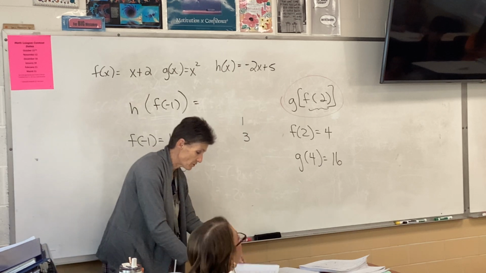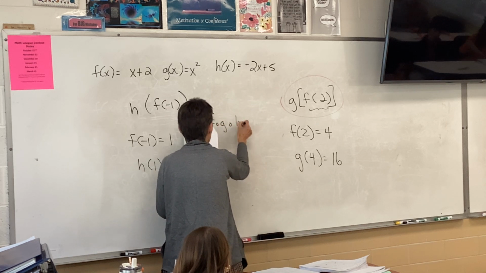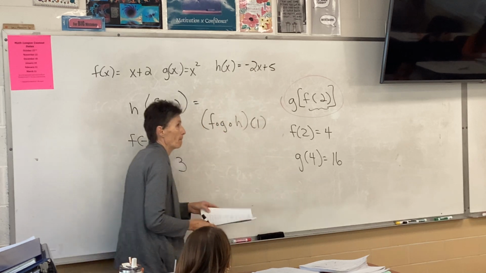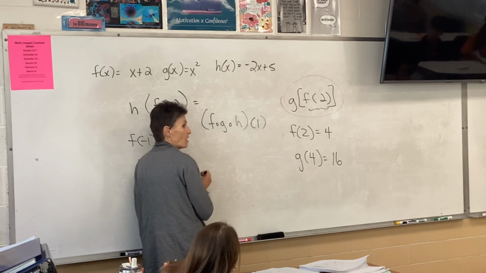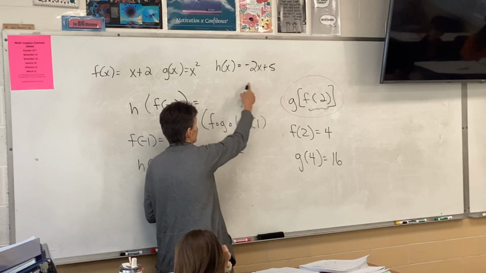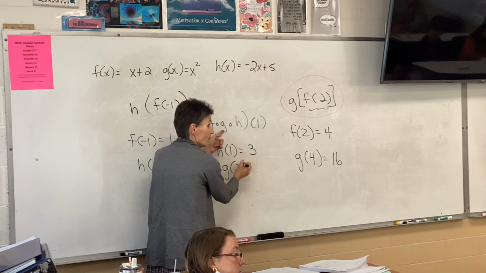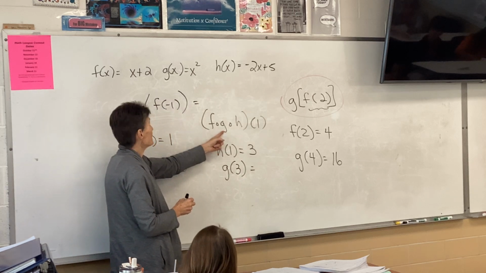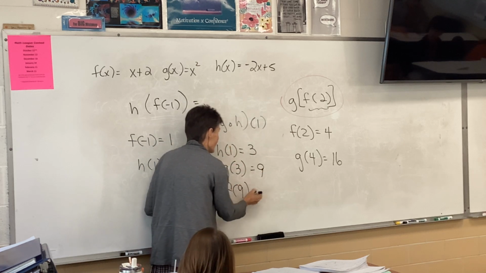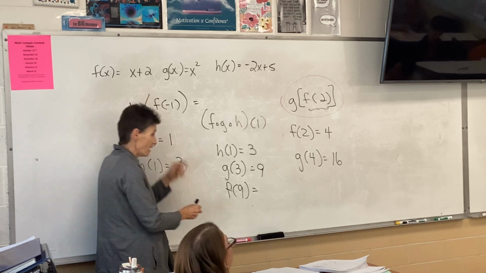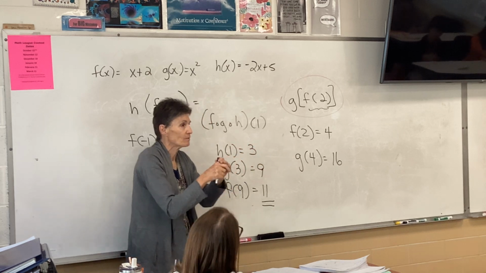Okay, we're gonna do one more, and it's a doozy. We're gonna do F of G of H of 1. So where do we start? H of 1, which is 3. Then we back up. Now we'll do G of 3. What's G of 3? 9. And then we got one more. We have to do F of 9, which is 11. And that is the final answer to the problem. The answer is what you got when you're done with all the letters.